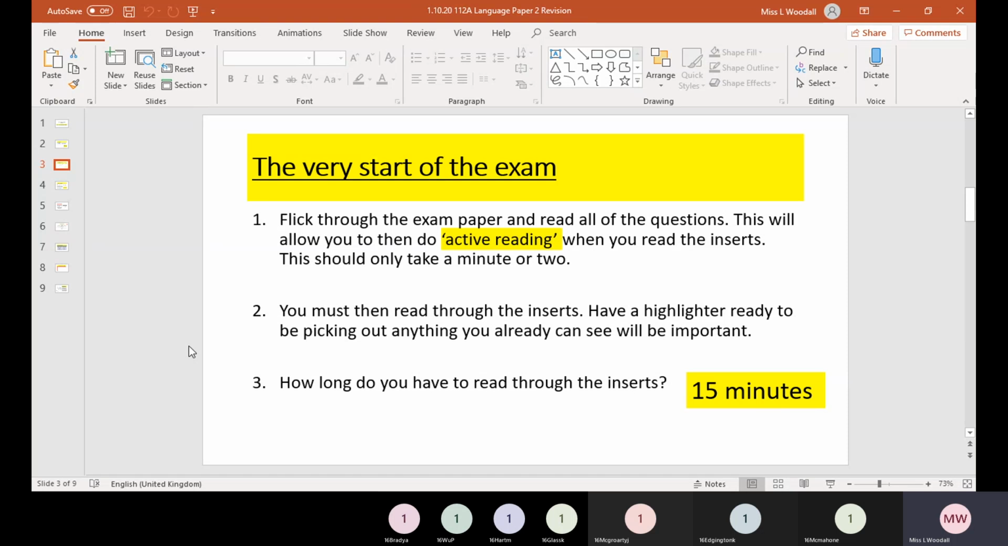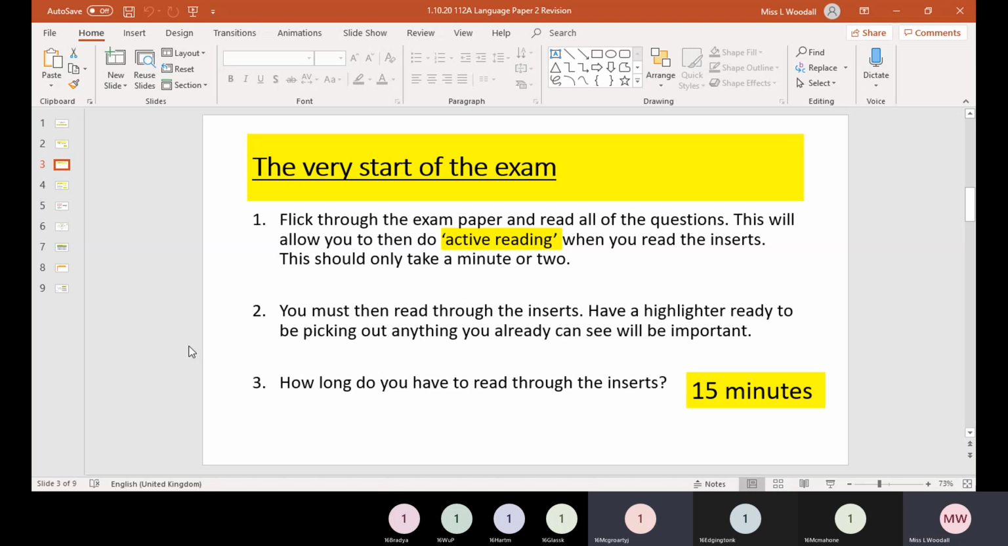JJ, can you tell me, what do you think I mean by active reading? If we flick through the exam paper first to look at the questions before we read the insert, what do you think active reading would be? Would it be like looking for what the questions are? So like looking for the answers to the questions as you're reading it?